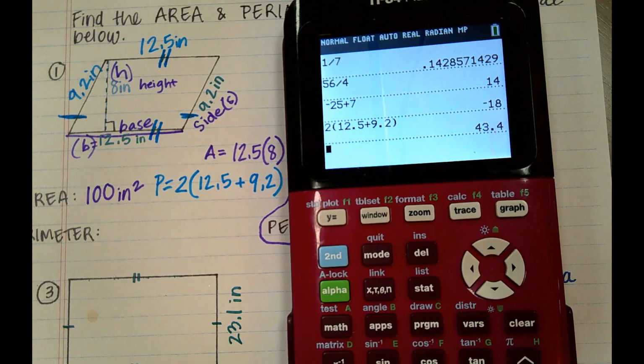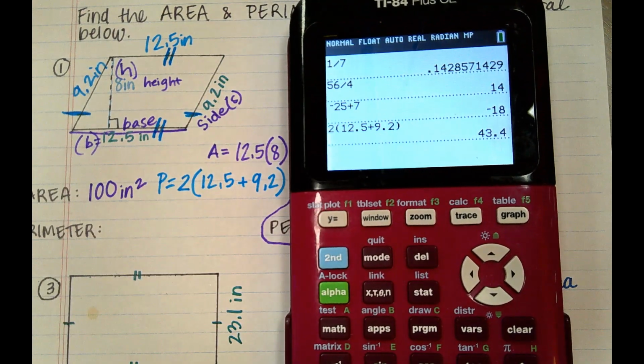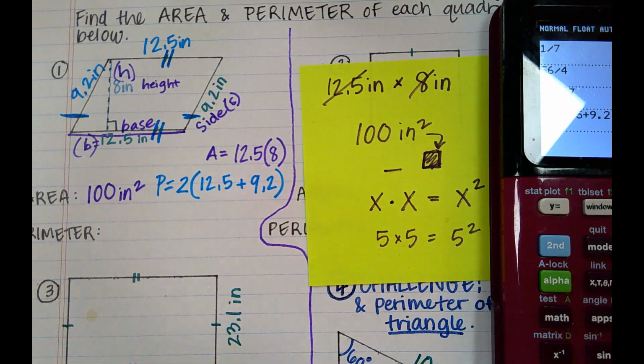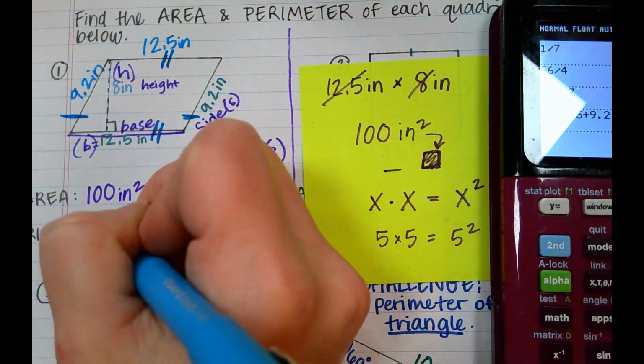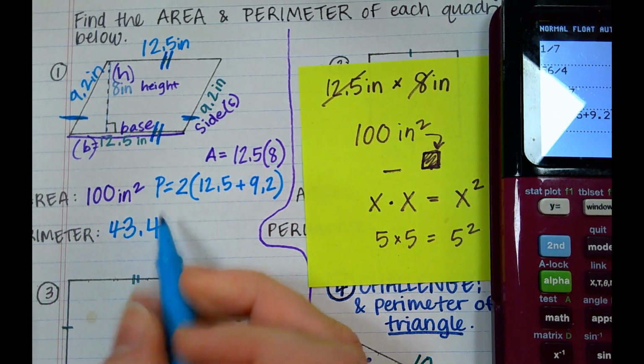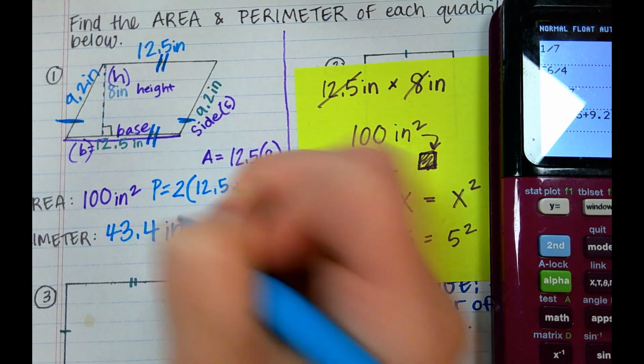43.4. That's it. Because we already typed in the times. That's it. So the perimeter is 43.4. And our units, because we're talking about length, it's just inches.